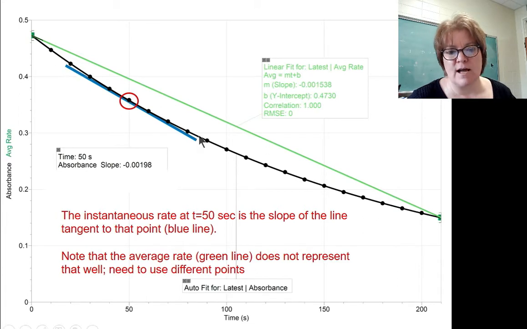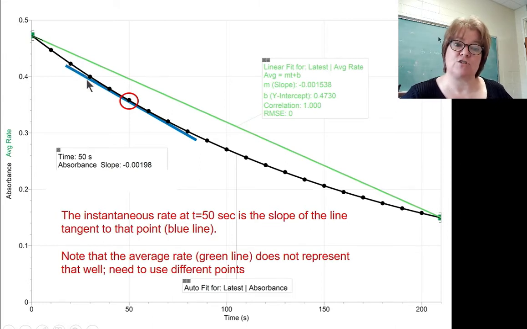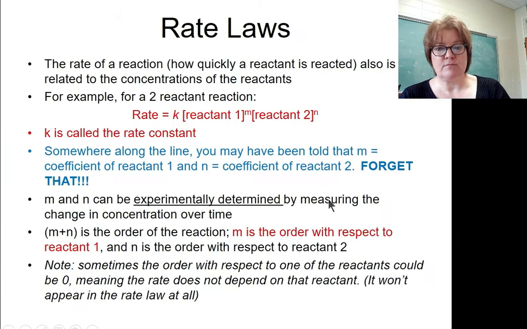So I could draw a line tangent to the curve, and then I could take a slope of the blue line and get that value. That would be an instantaneous rate at time 50. So again, we would ratio it to what time it's at, because now it changes over time. In this case, I can see that if I were to draw tangent lines, I would have different slopes of those tangent lines. So this one is definitely showing that the rate is changing as time goes by.